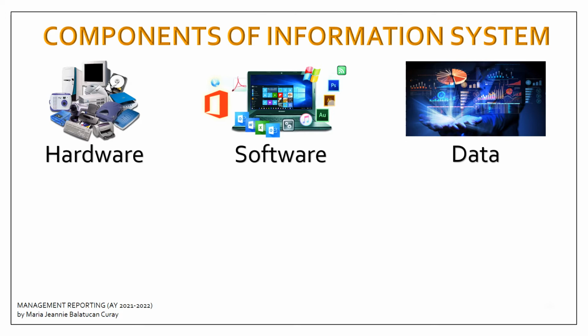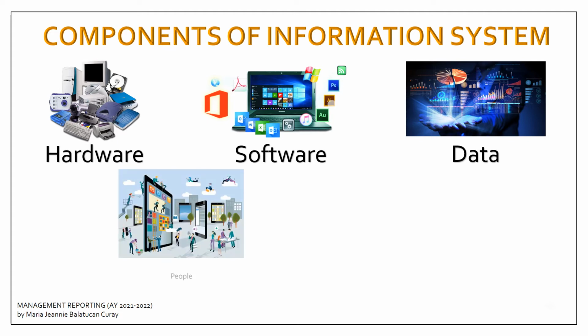So hardware, software, and data, these first three components of information system, make up technology. Technology can be thought of as the application of scientific knowledge for practical purposes. But if we talk about information system, the first three components, hardware, software, and data, comprise technology.